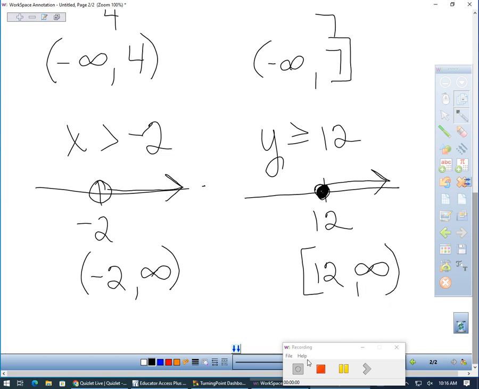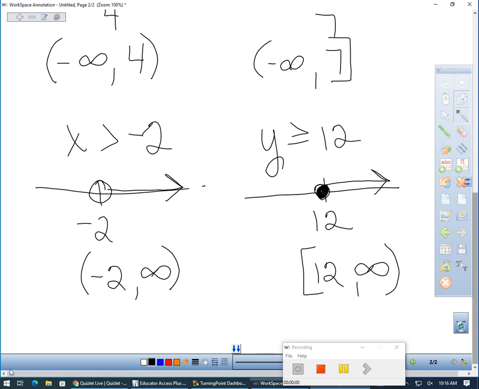How come it's not -12? Like, oh, it was -2. Because that's what the number was. Okay. Now, an interval notation means any number that falls between 12 and infinity all work as a solution. And the bracket just goes next to the number? Yep, if it's a closed dot, that's where you start.